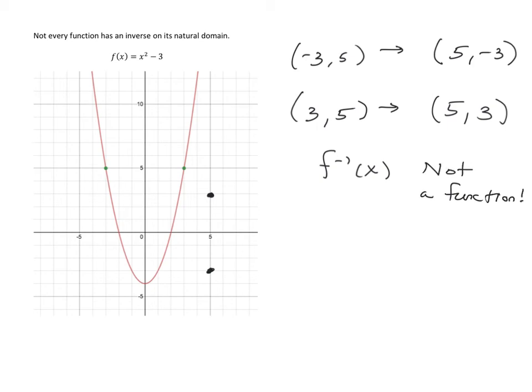It's impossible. The way you can notice this ahead of time is by thinking of, well, are there 2 points that lie on the same horizontal line? Because if there are, on the inverse, they would lie on the same vertical line, and that is an issue. So this is something called the horizontal line test.